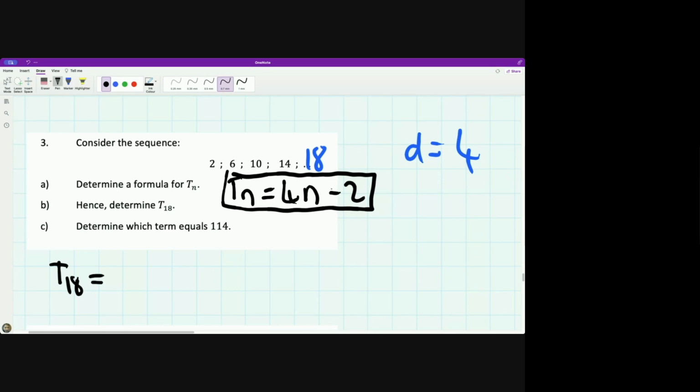So this is my tool for the job. I'm just going to put an 18 here. That's 72 minus 2, so that is 70. So the 18th term is equal to 70 by using this formula. Okay, what about this one? Can we do that one?